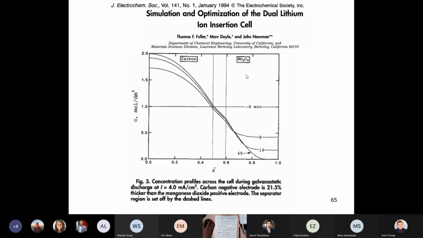But this is a very similar type of calculation, again, for a graphite LiMn2O4 cell, where they're running it at 4 milliamps per centimeter squared, and then taking a look at the electrolyte concentration versus position in the cell at different times during the discharge. So at 0 minutes, the concentration's even everywhere. 8 minutes in, 18 minutes in, and 65 minutes in, you can see they've driven the electrolyte concentration to 0 at the back of the cathode side.